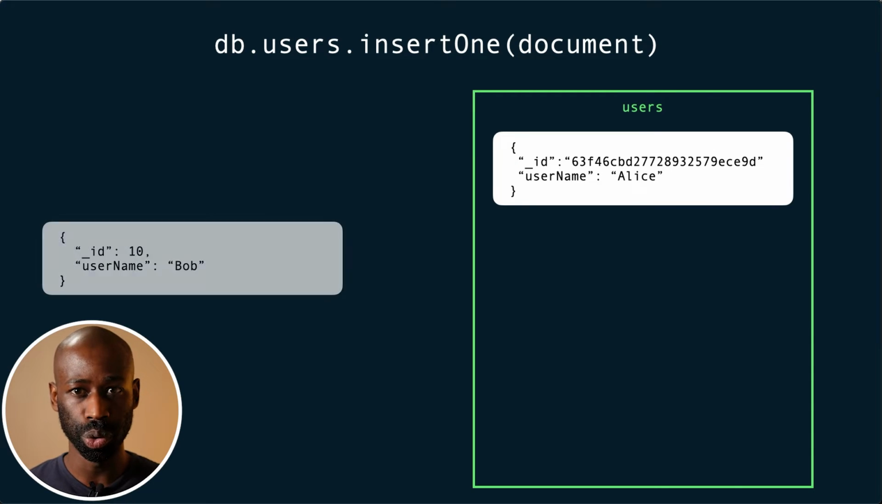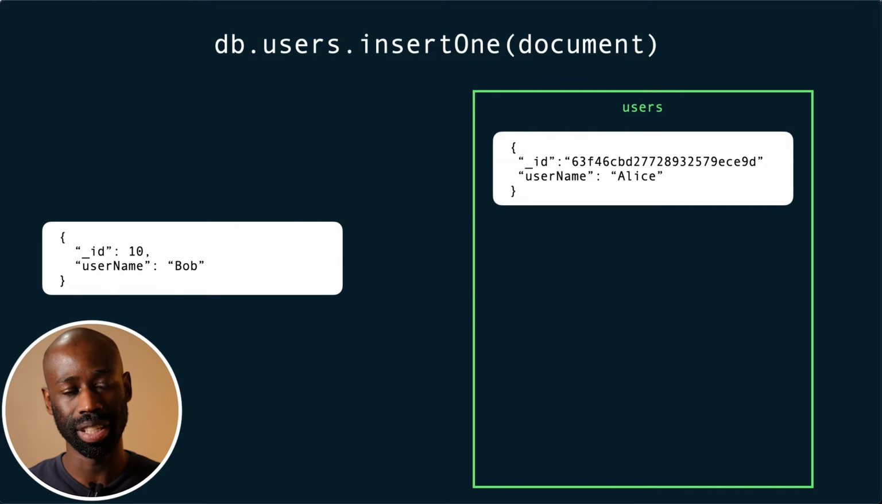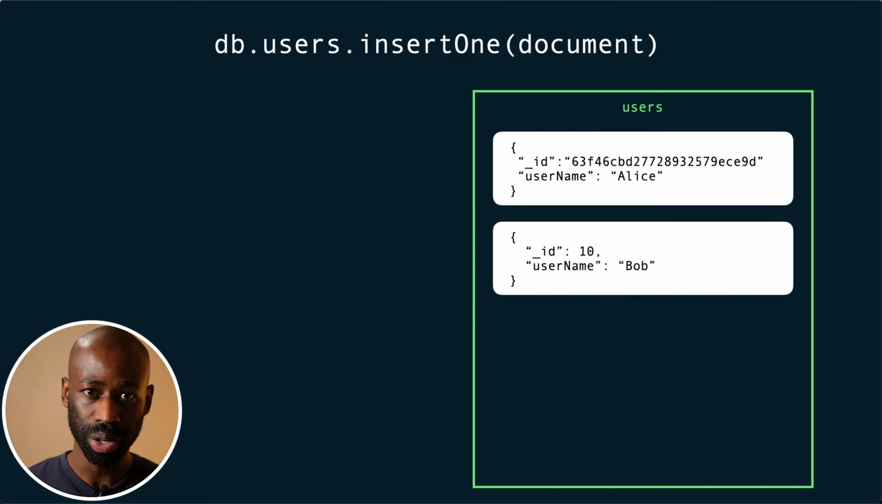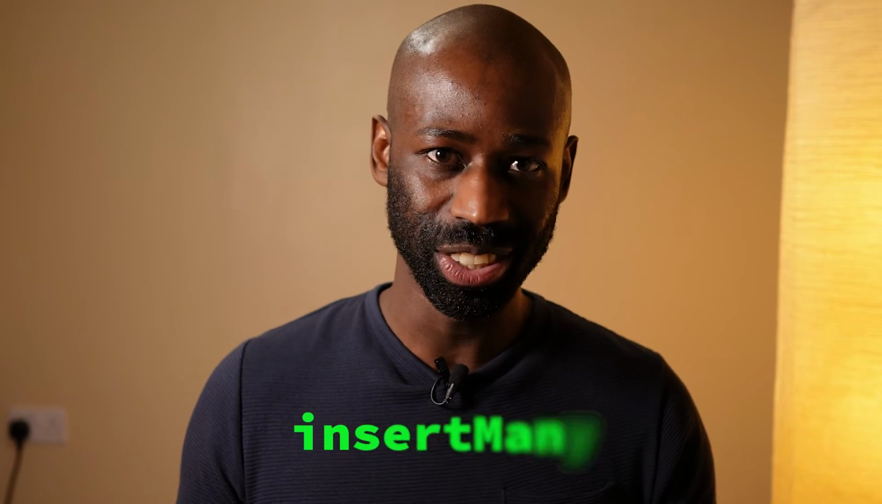But if we want to use our own custom identifier, we can add an ID property to the document we pass as parameter. And when we run the command, MongoDB will add the document and it will use the ID we've provided. We can pass a string or even a number, but the only constraint is that the ID must be unique.